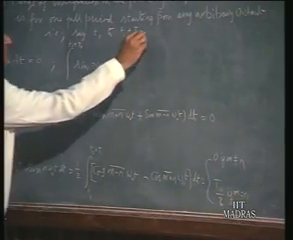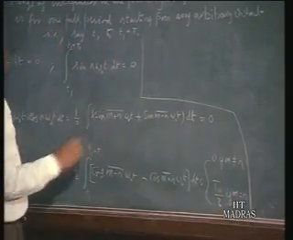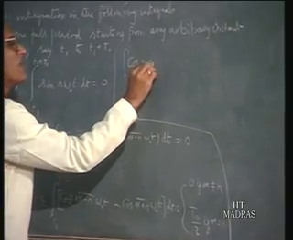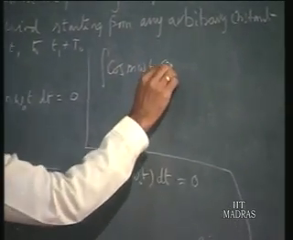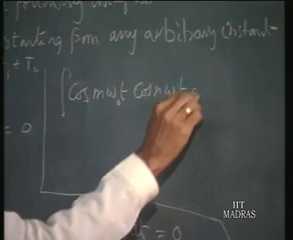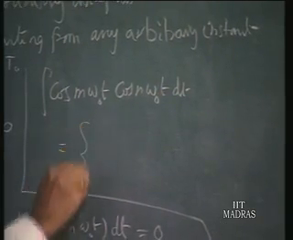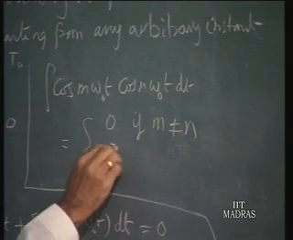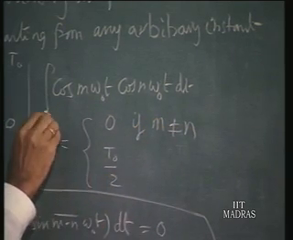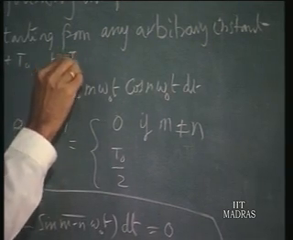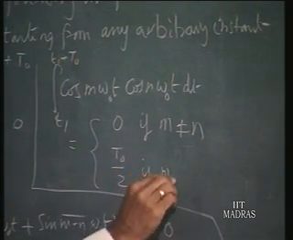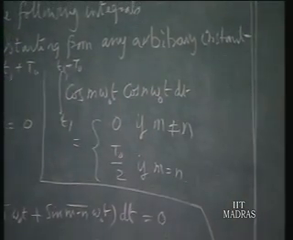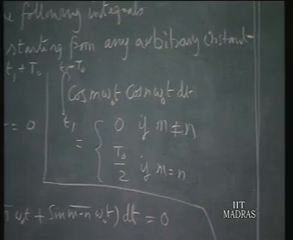In the same manner, we can also write over a complete period, the integral of cos m omega naught t cos n omega naught t dt is 0 if m is not equal to n, and equals t0 by 2, say t1 to t1 plus t0, if m is equal to n. So these are the background results we need for setting up formulas for evaluating the Fourier coefficients.